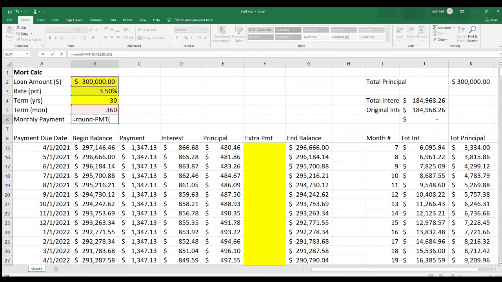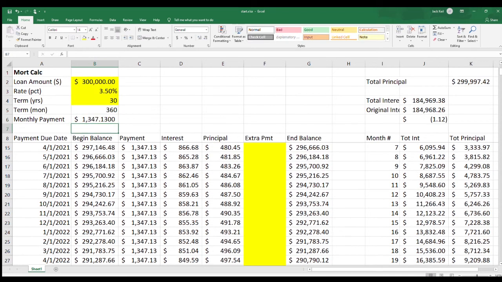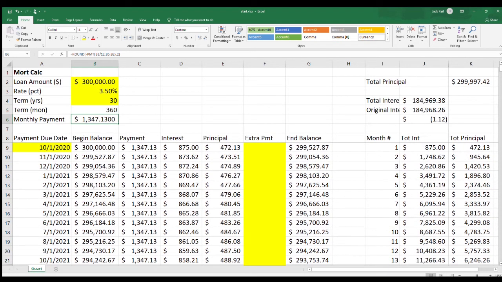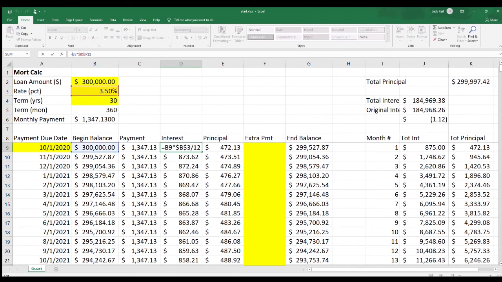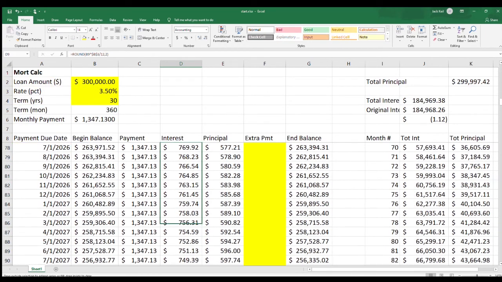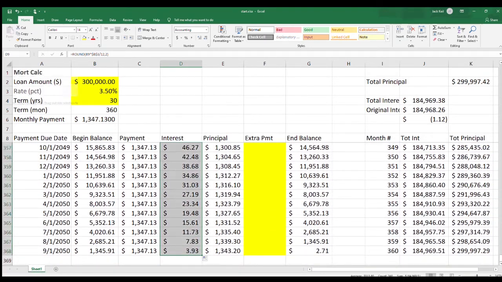And I'm going to use the round function. And I'm going to say round that payment to 2 decimal places. Now you can see that the monthly payment is only to the penny. We need to do this for the interest payment as well. So let us take that interest payment and round it again to 2 decimal places. And we will just drag that on down. Now this, with the rounding, matches my mortgage documents to the penny.